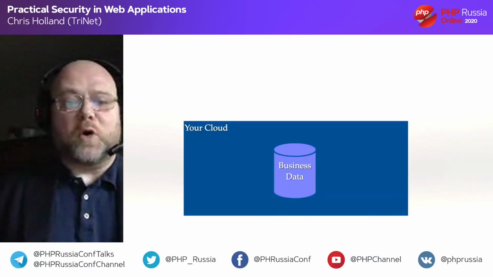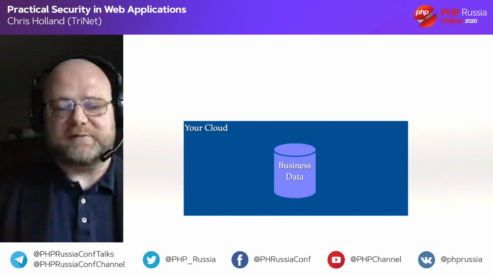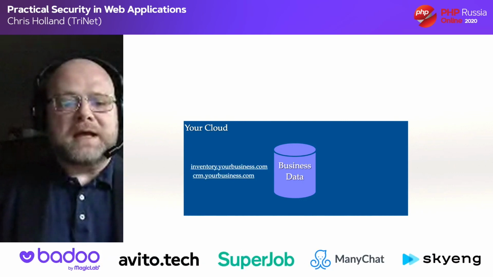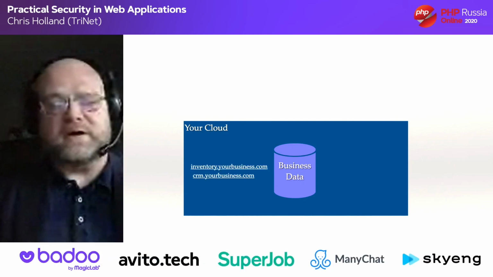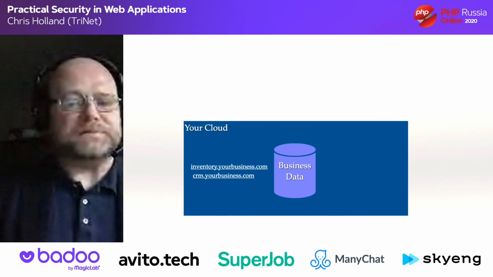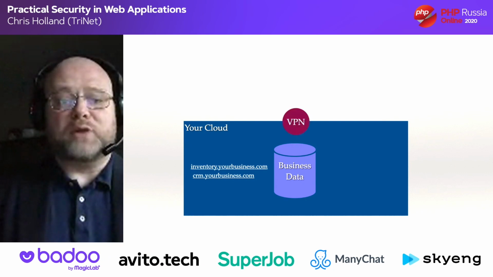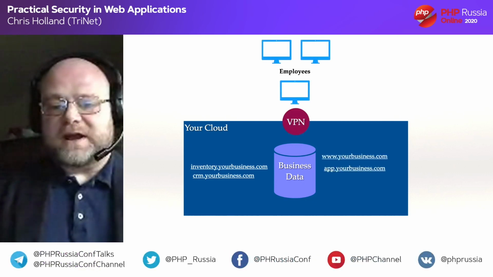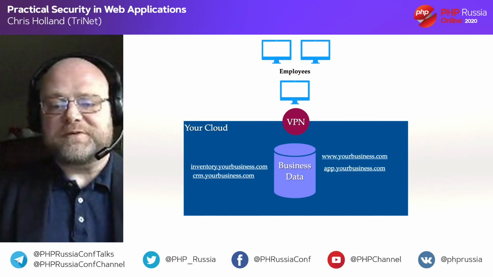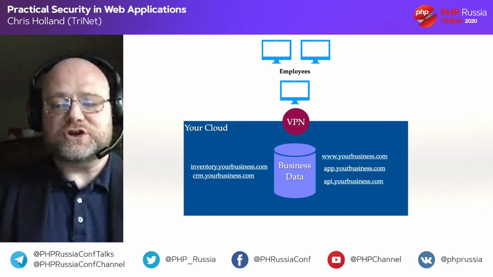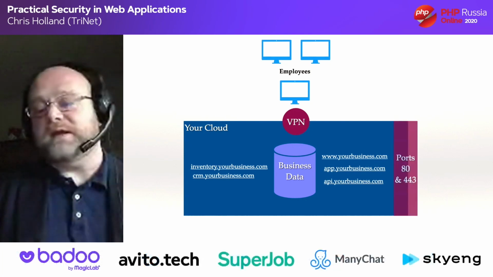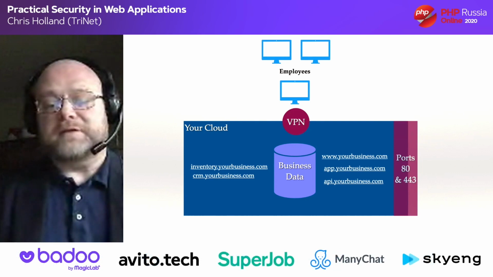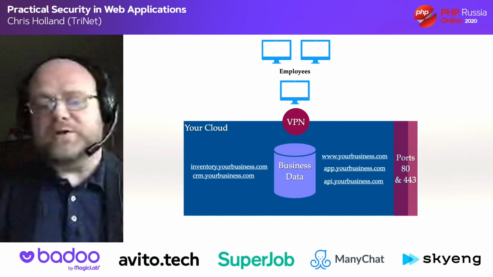They continue to happen. When it comes to web applications, let's look at your business, right? Your business data hopefully lives in your own private cloud network. It's not exposed to the outside world. Inside your private network, you may have a CRM or an inventory management application that your employees might interact with through a VPN. And to the outside world, you could expose your website, your service station, your API, through ports 80 and 443, right? On the right side of the screen, that's where you start exposing your data to the outside world.